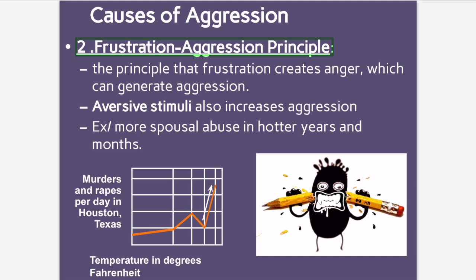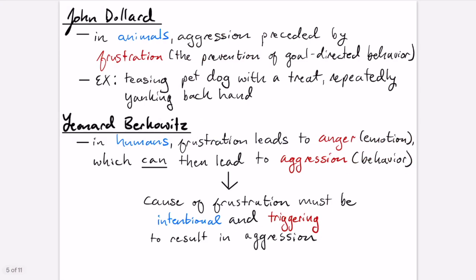We're typically going to cover John Dollard's theory, but eventually that theory is going to be expanded upon by Leonard Berkowitz. Okay, so first, John Dollard said that in animals, aggression is preceded by frustration. A frustration is an emotional response. You have a goal-directed behavior, like I want the treat or I want the water bowl, and then that is frustrated. That means your behavior towards that goal is prevented. So you're prevented from getting the treat or you're prevented from getting to the water bowl. That's going to lead to aggression.